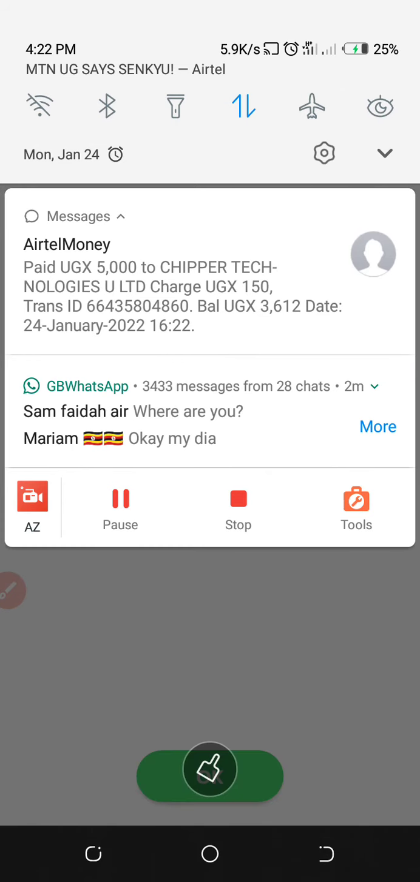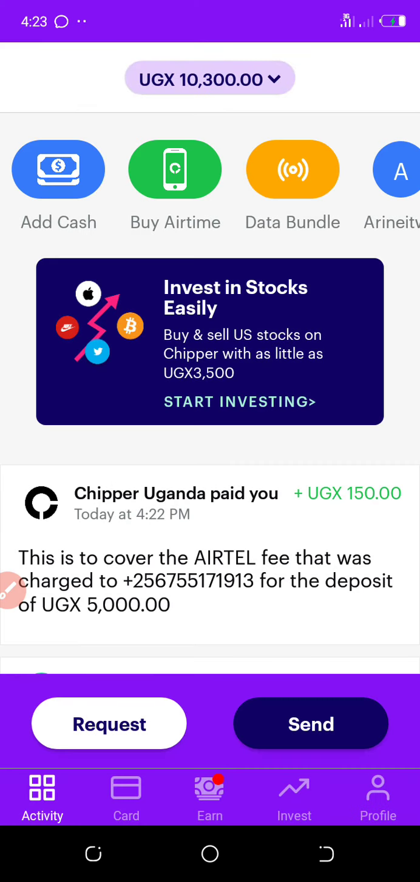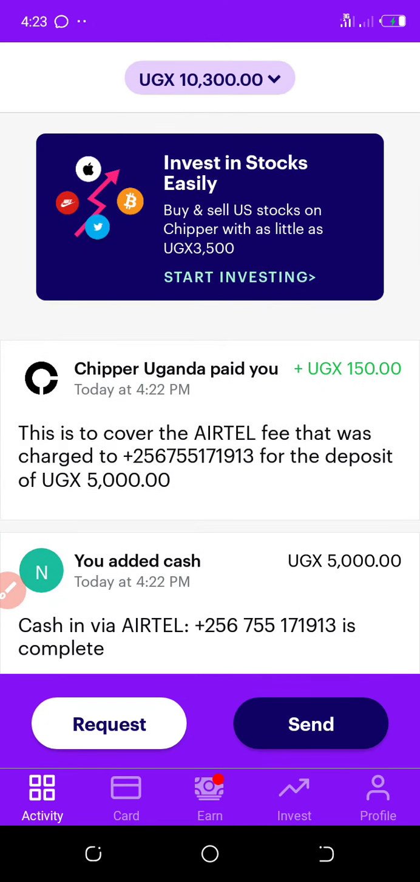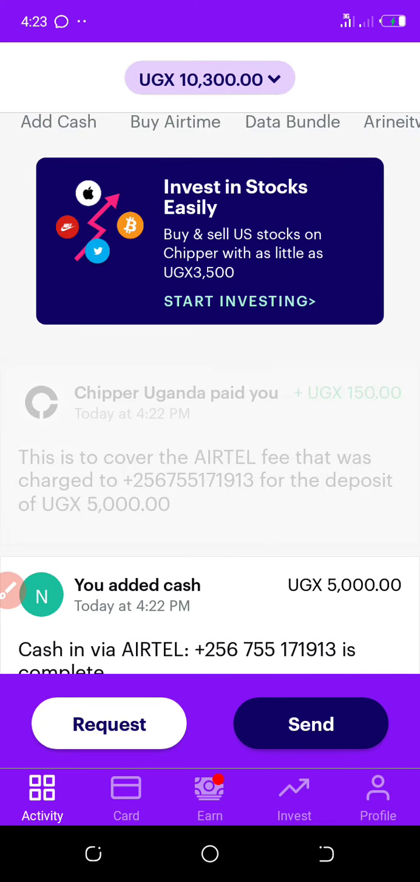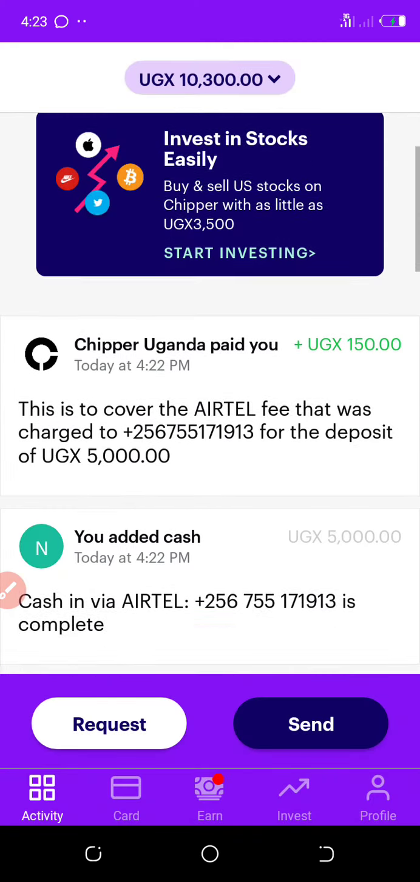You have paid 5,000 to Cheaper Technologies. You get a limited charge of 150. So if you go into your account, you can see my money is now 10,300, and here you can see Cheaper Cash has paid us that same amount of money that Airtel deducted from us.